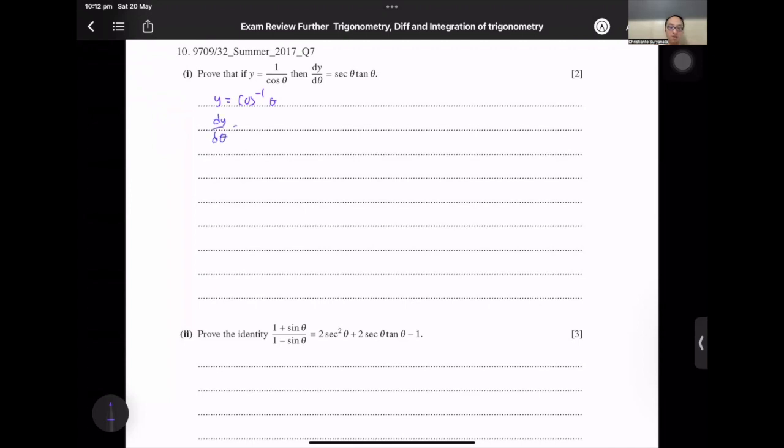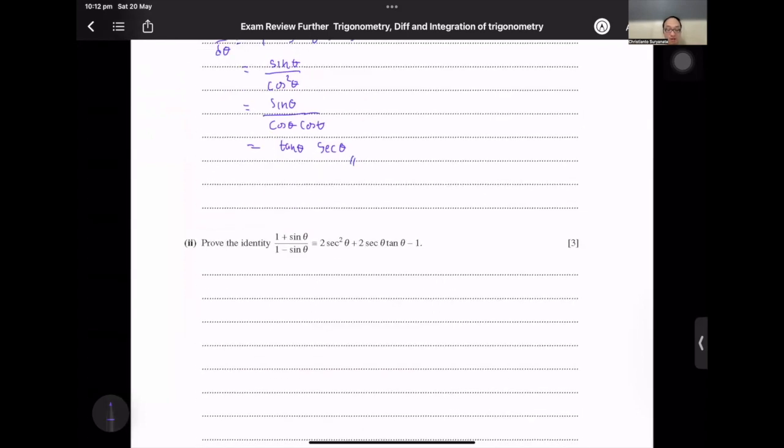So dy d theta is, we put negative 1 in front, cos negative 2 theta times the derivative of cos theta, which is negative sine theta. So equals sine theta over cos square theta. So this is sine theta over cos theta, times 1 over cos theta. Sine theta over cos theta is tangent theta. 1 over cos is secant theta. So proven, yeah?